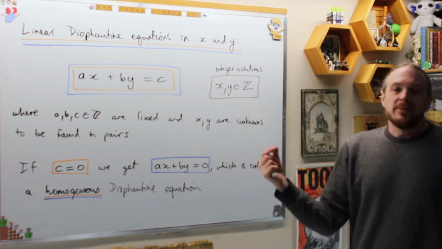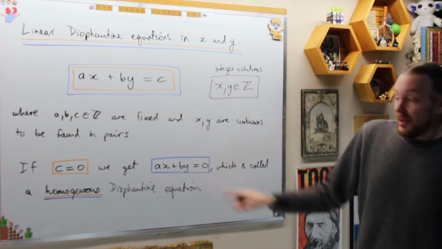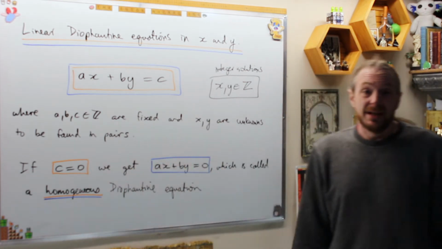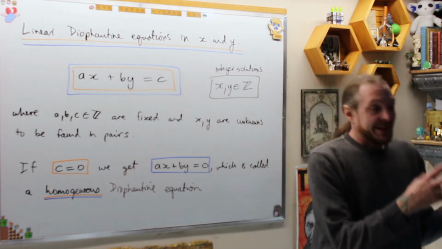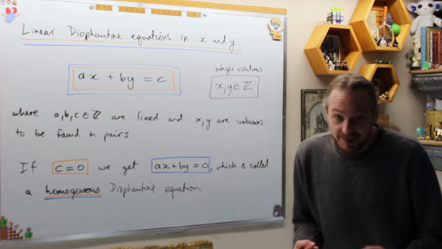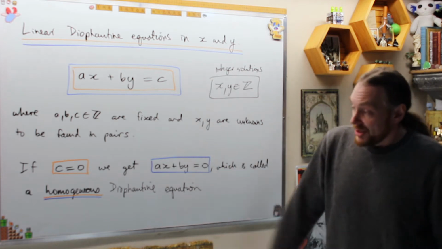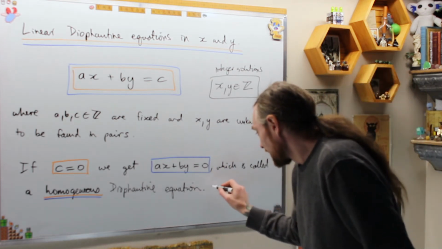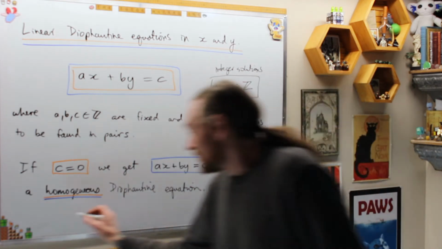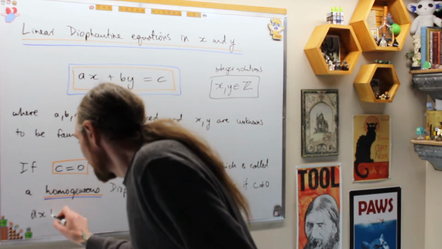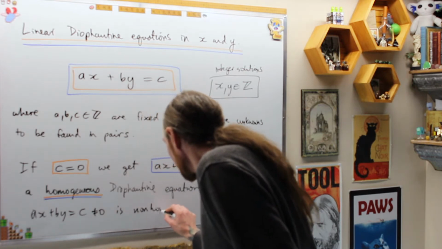Moreover, if we let c equal 0, then we get an equation that looks like ax plus by equals 0, and this is going to be called a homogeneous Diophantine equation. The story is we need to find a homogeneous solution and some kind of particular solution. We're going to use the Euclidean-Bezout algorithm to find the particular solution cleverly, and then we can get the general solution to non-homogeneous. Otherwise, if c is not equal to 0, ax plus by equals c is non-homogeneous.